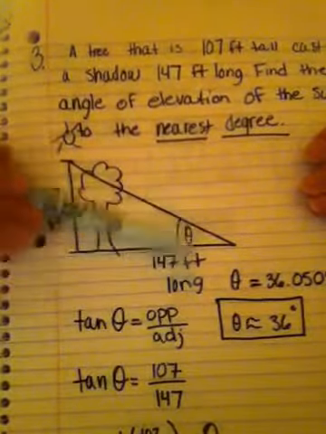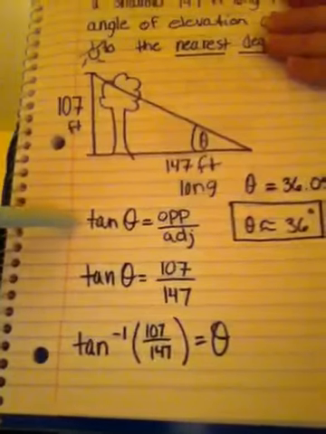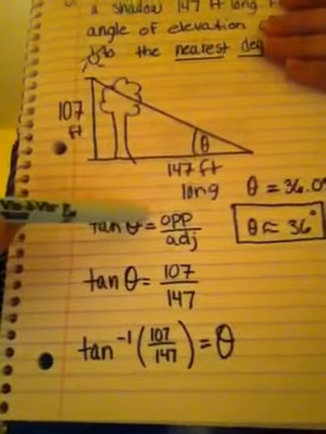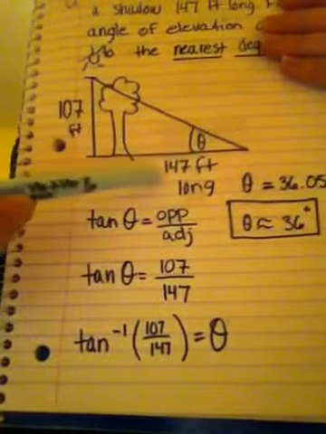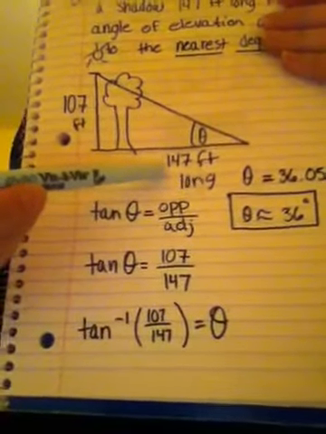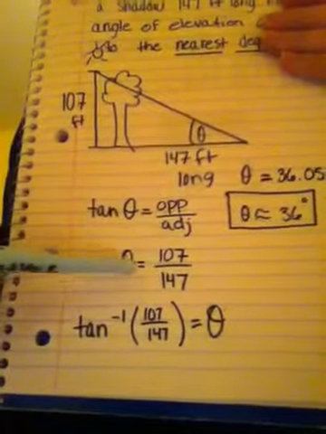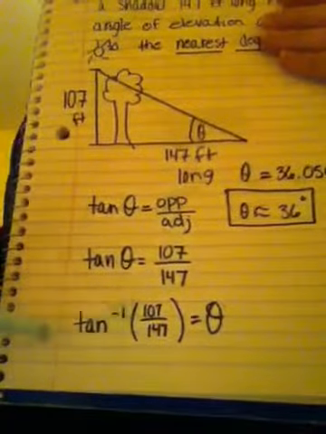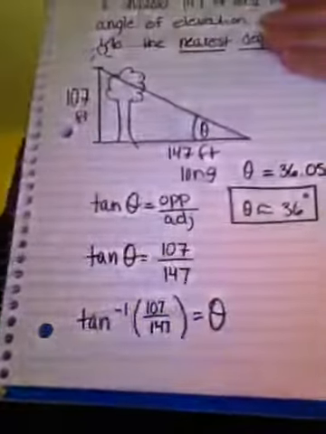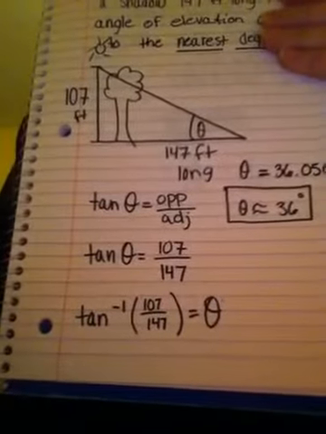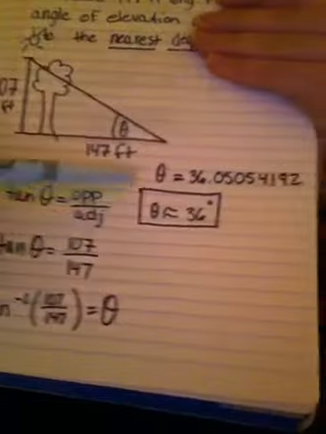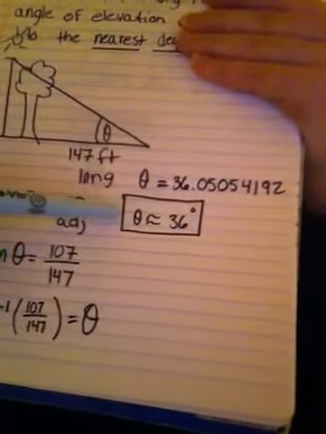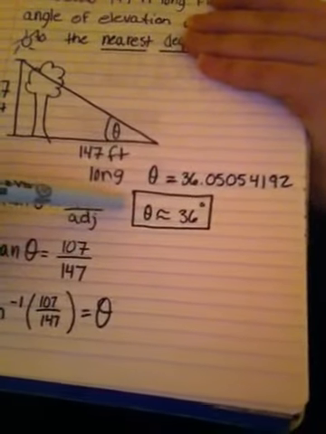All you need to really do is solve for tangent. So we know tangent is opposite over adjacent. We fill in our 107 over 147. And in order to find our angle in a tangent, we need to do the inverse tangent of 107 over 147. And we're left with 36 degrees is our angle of elevation.